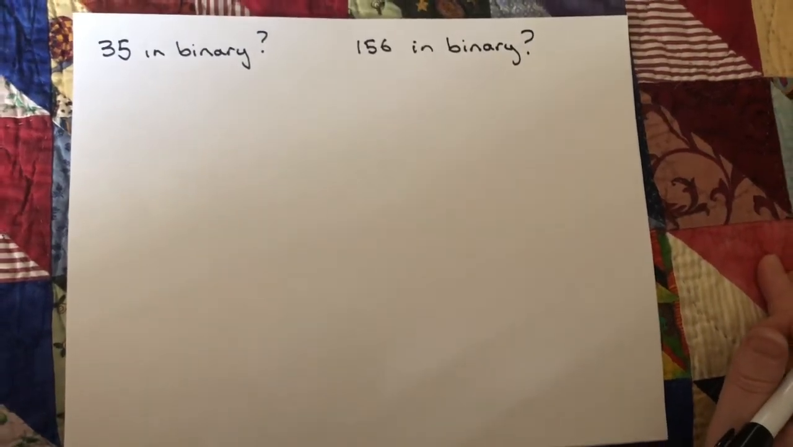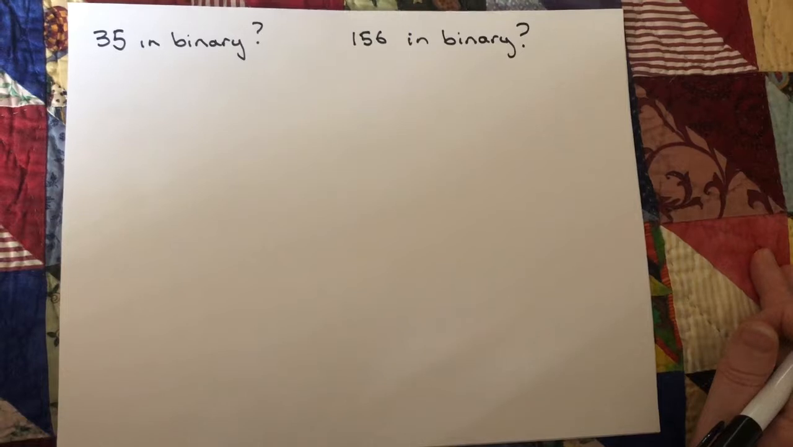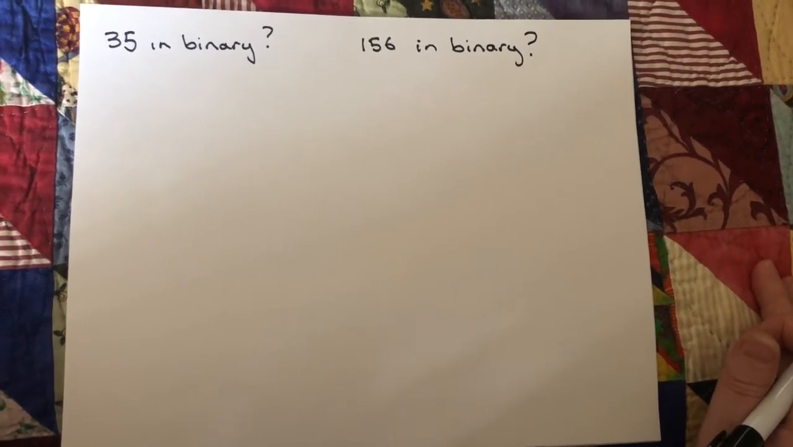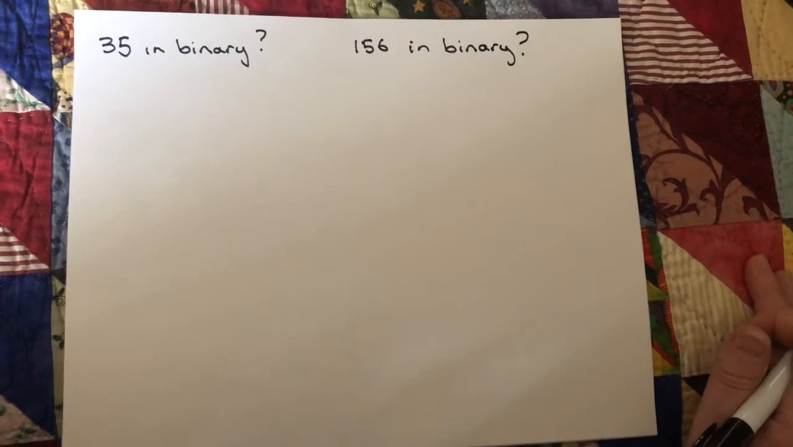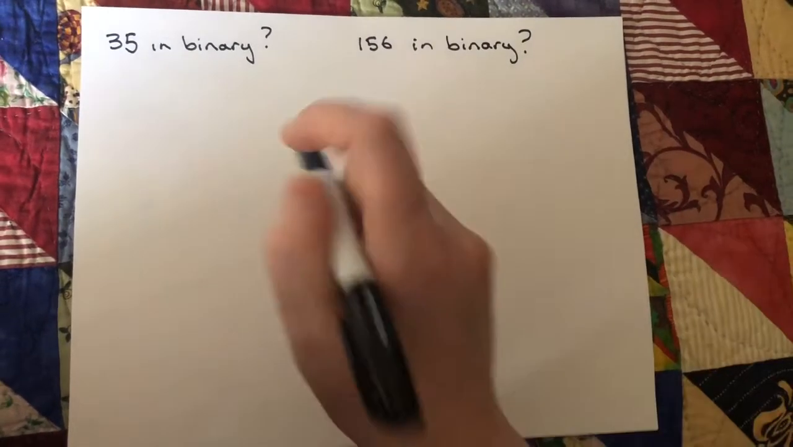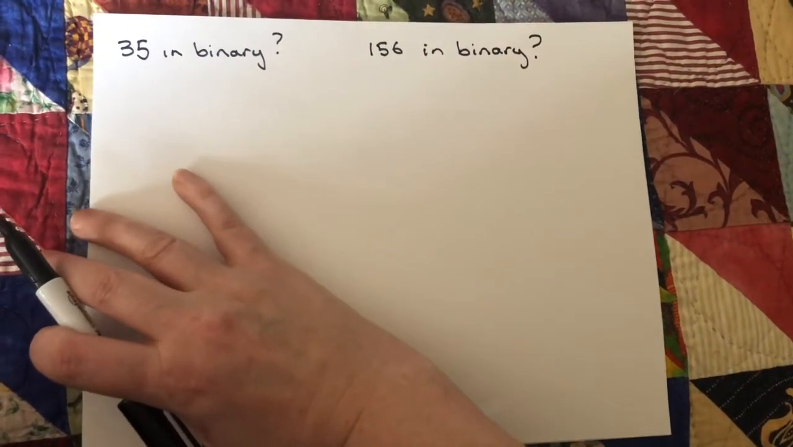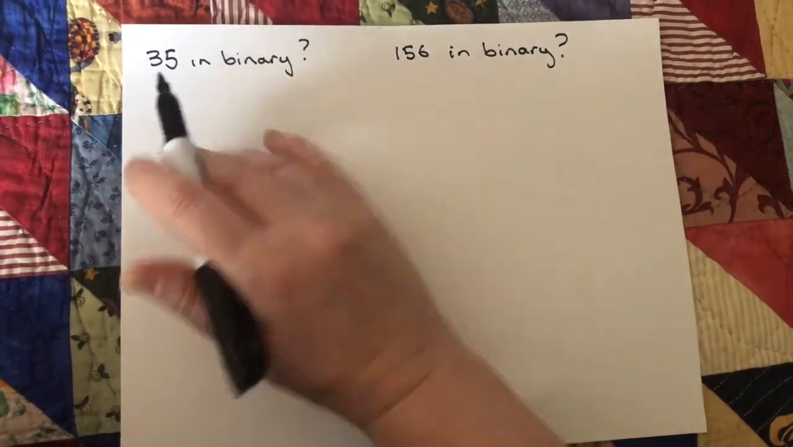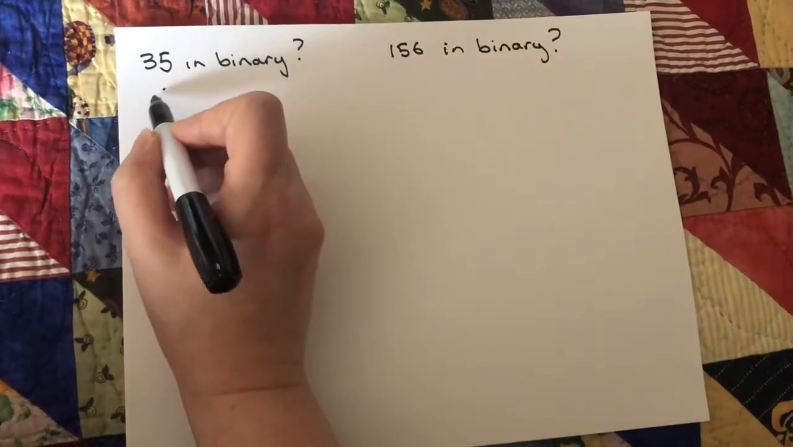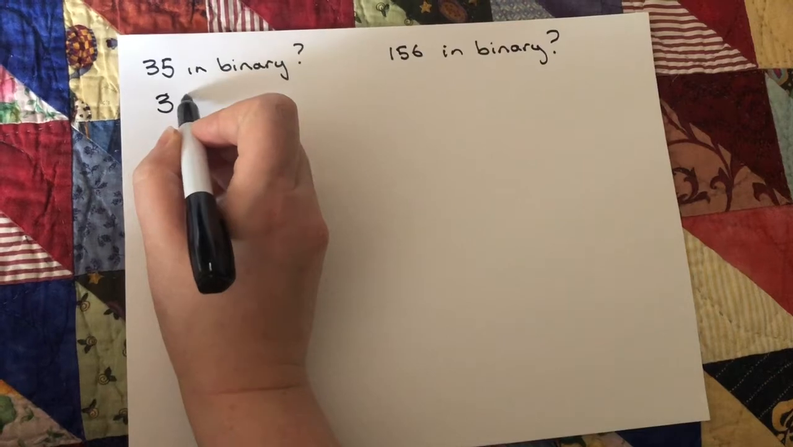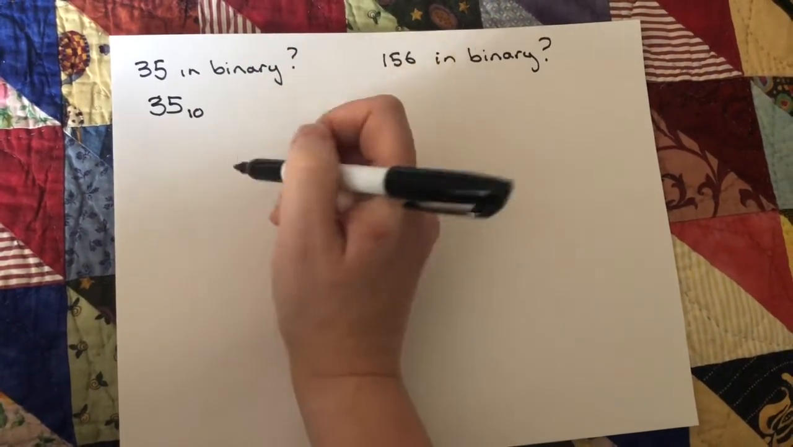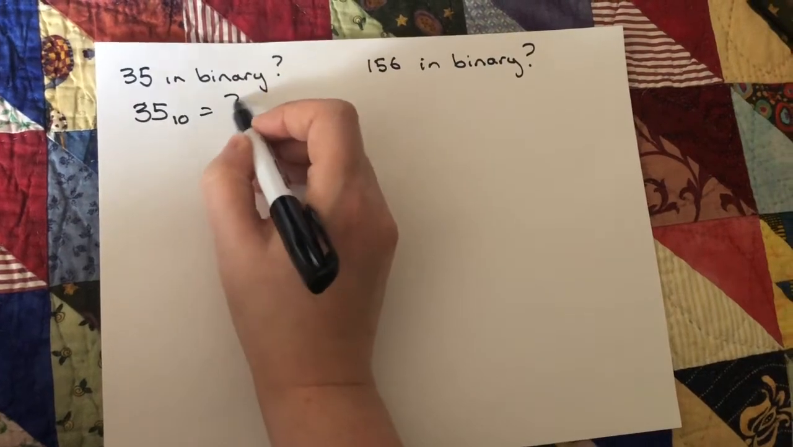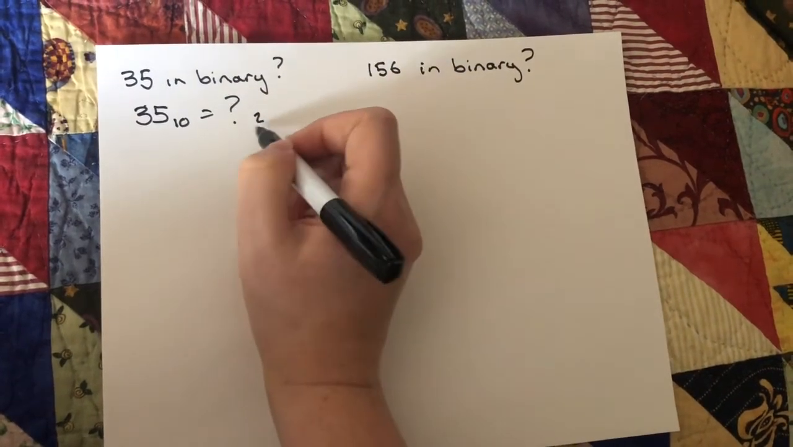So if you're going to be changing a number in the decimal system to binary system, we're going to take a look at two different ways of doing that. Our first example is 35. So we have 35 to the base 10, because that's what binary is. So how would I write that in binary, which is to the base 2?